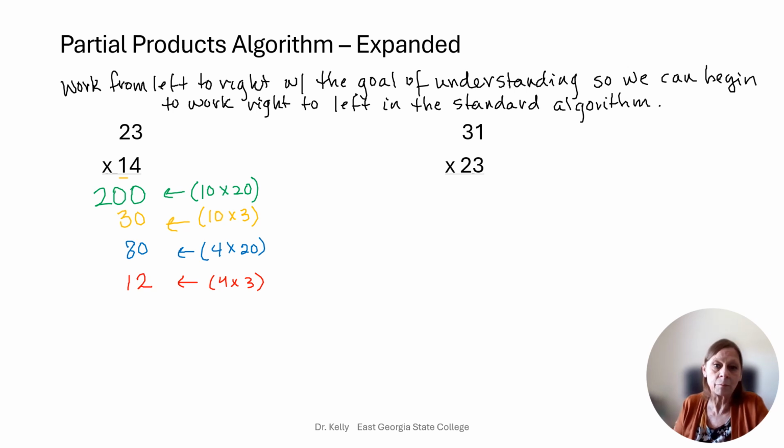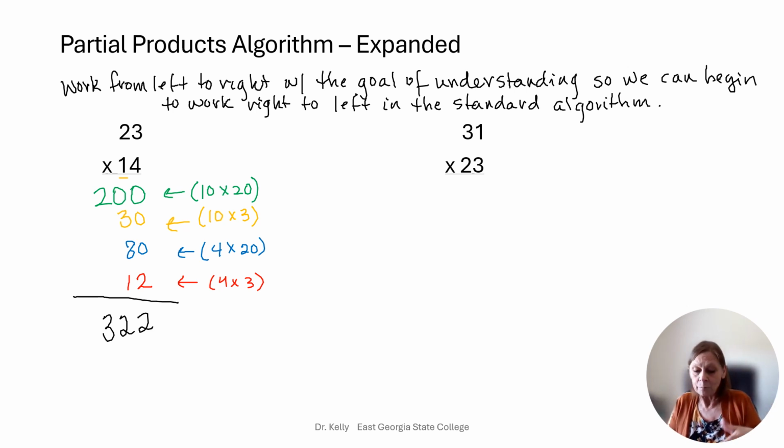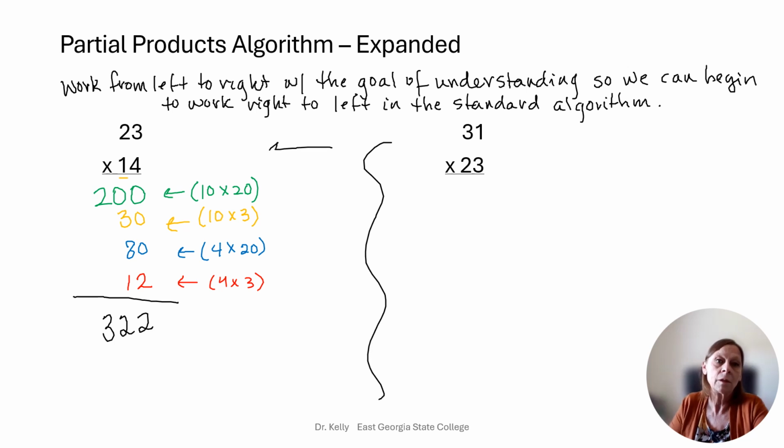Now you notice this is basically the same thing that we got when we did that concrete array. It's going to be exactly the same answer, but it looks a little bit different here. And then we'll add down here. 4, 12, 322. Okay, so this time I worked definitely from left to right. Let's work from right to left this time.